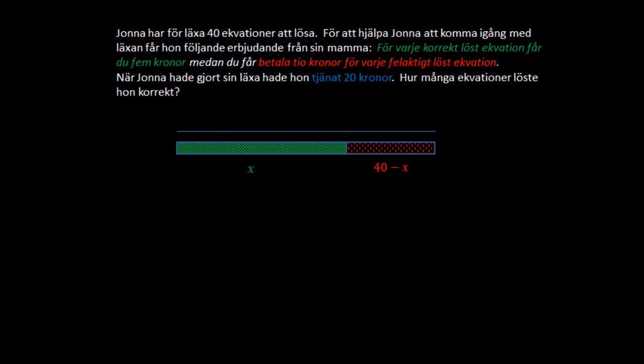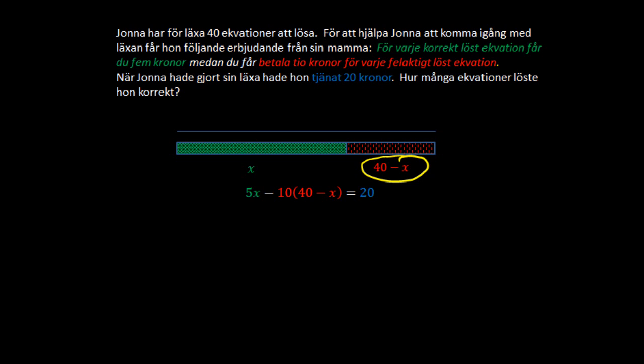So when we set that up, we're going to be able to take the next step and solve our equations just like this by putting in what we know. See, the green here, that is the number she did right, and we know that the number she did right times 5 will be the amount of money she gets from her mom. And then the red here, 40 minus x, let's pretend for a second, let's say she did 7 wrong. She would have to do 7 times 10 crowns to give to her mom.